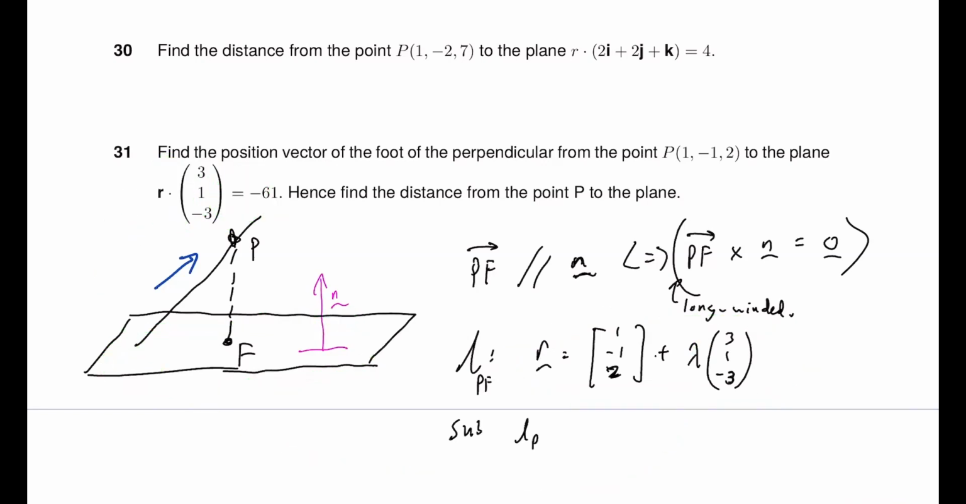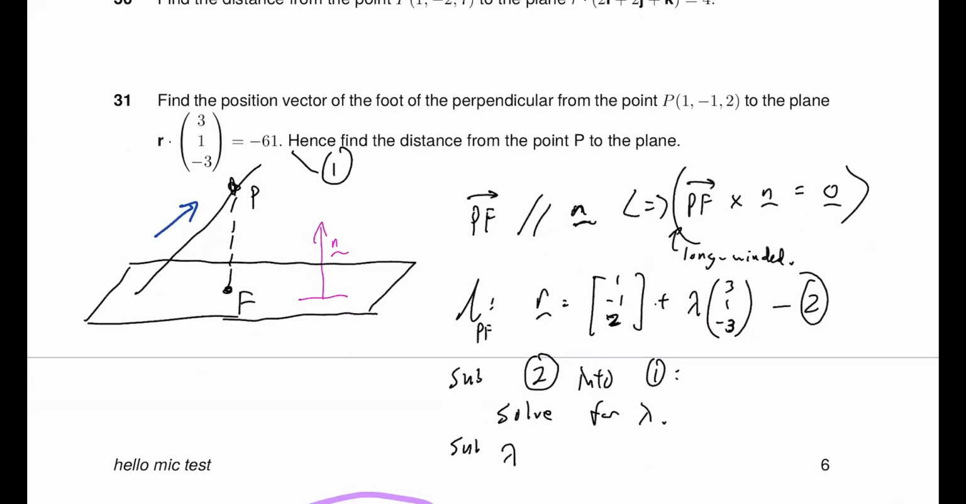Sub LPF, just call it LPF into, I'll call this 1, maybe I'll call this 2. Instead of LPF, I'll just call it 2. Sub 2 into 1. Solve for lambda. Then after that, sub lambda into 1, and you are able to solve for OF. Okay, make sense? Because point F lies on the, sorry, no.